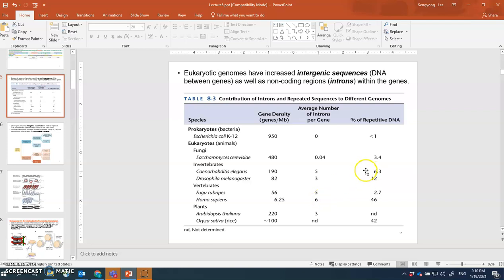And not only that, there are a lot more repetitive sequences. Repetitive sequences are normally not functional gene coding sequences. They are just found there for, I don't know, a reason that we do not understand. They may have some important functions, but we don't know what they do. But there are a lot of those repetitive sequences in the human genome or higher advanced living systems. Look at it. Human, where is it? 46 percent repetitive sequences are found. That's a lot. So that's the trend you can understand.